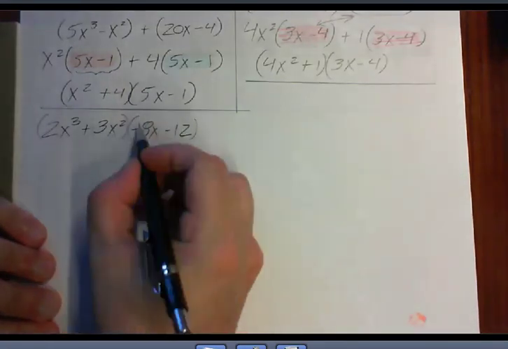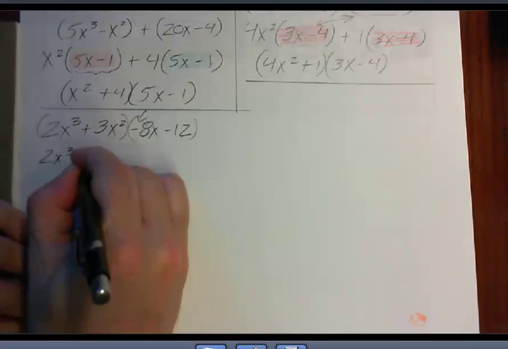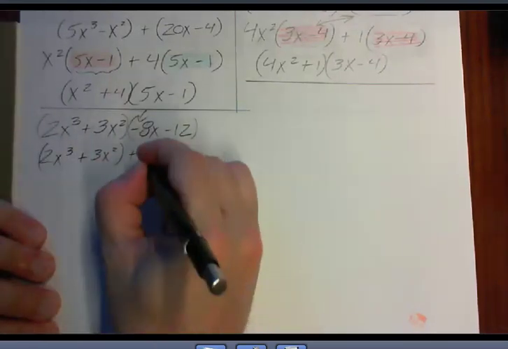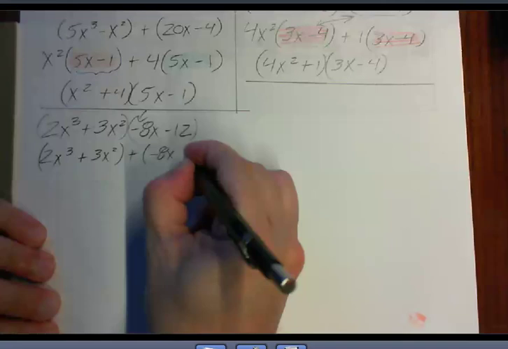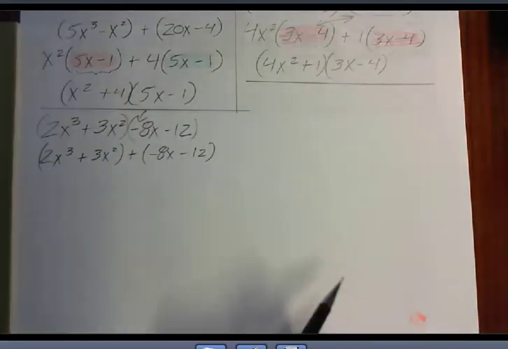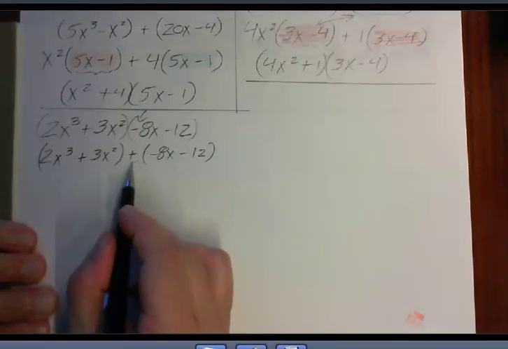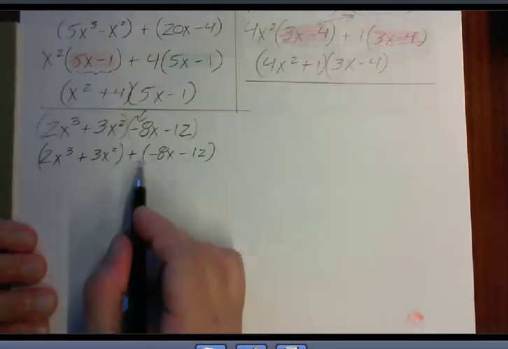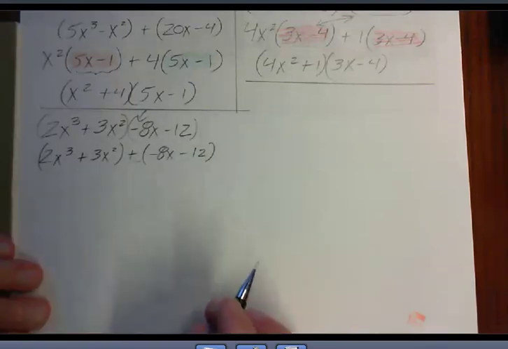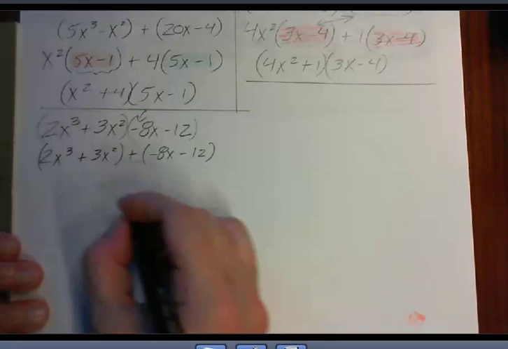Dealing with the negative values, there's several different ways to do that. Let me rewrite it this way. 2x cubed plus 3x squared. I'm just going to say plus negative 8x minus 12. And basically, we're just putting a positive 1 coefficient in front of this group. If I distribute that positive 1, we're just going to end up with negative 8x minus 12, which is what we started with. So I'm keeping everything equivalent here.